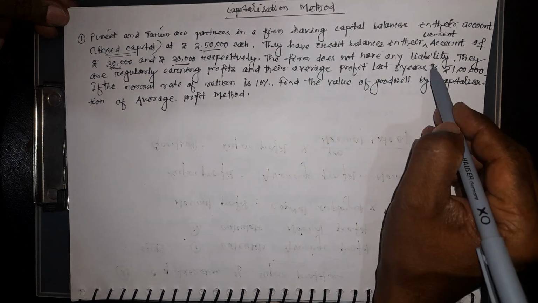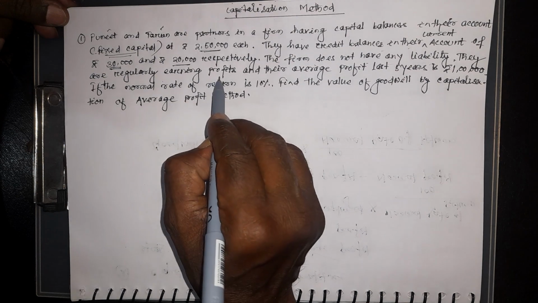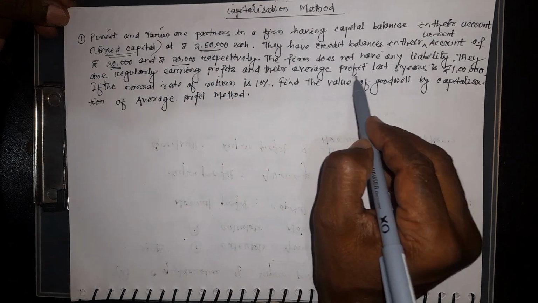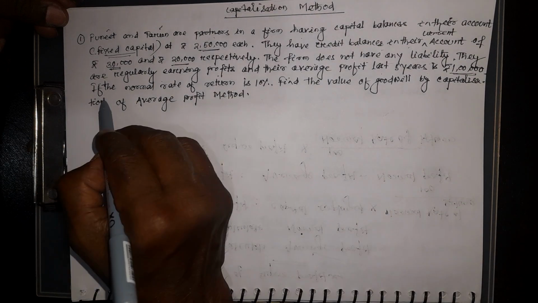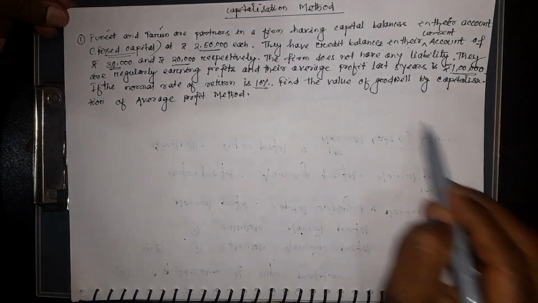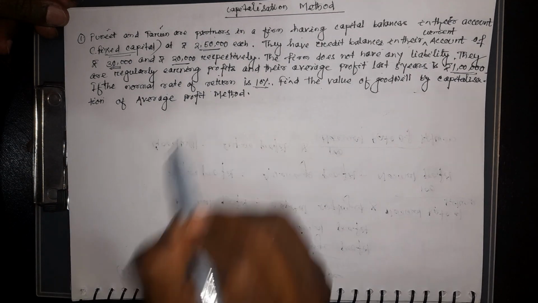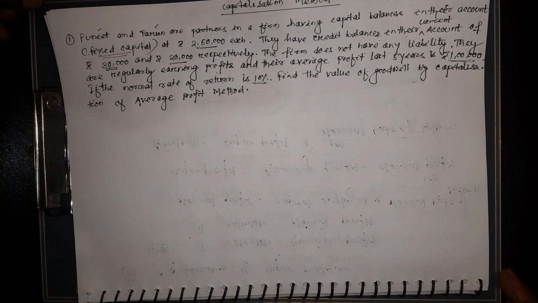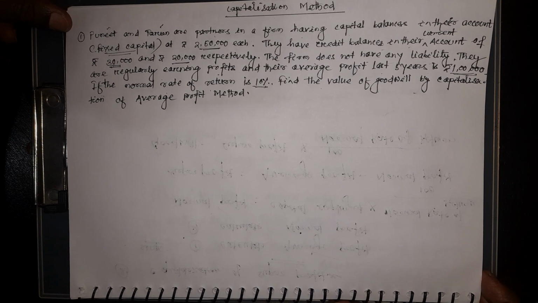The firm does not have any liability. They are regularly earning profits, and their average profit of last 5 years is 1 lakh. Clear? Here it is given, if the normal rate of return is 10%, find the value of goodwill by capitalization of average profit method.